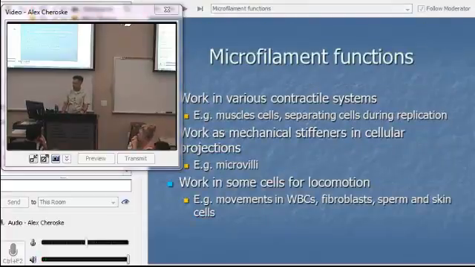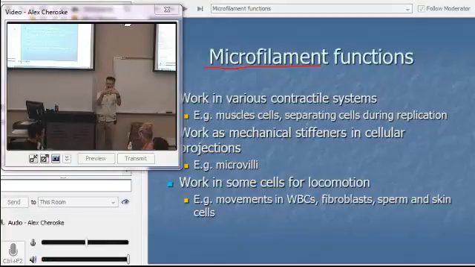Okay, so then we have microfilaments. These are not hollow, right? So these are the smallest ones. The microfilaments work in various contractile systems. When we get to the muscular system, we'll learn that your muscles shorten through what's called a sliding filament mechanism. You have protein filaments in there that slide past one another to allow those muscle cells to shorten. And so those are made up of certain types of microfilaments.